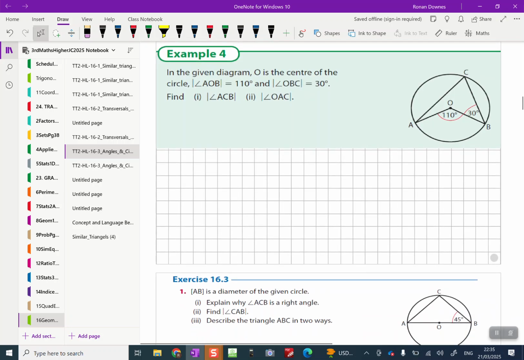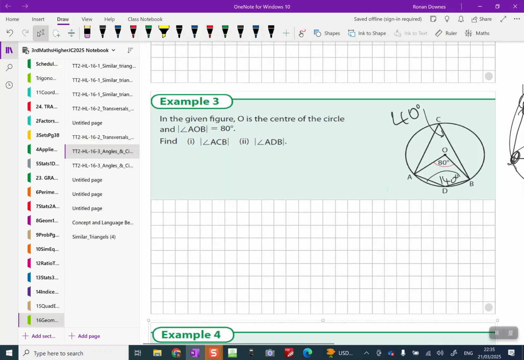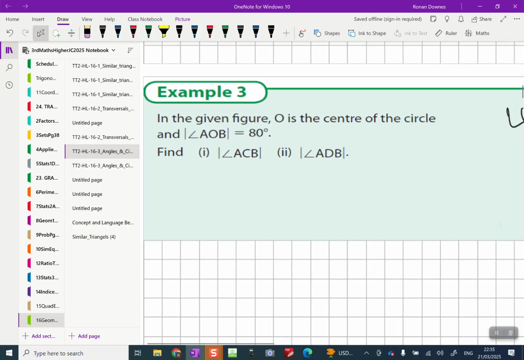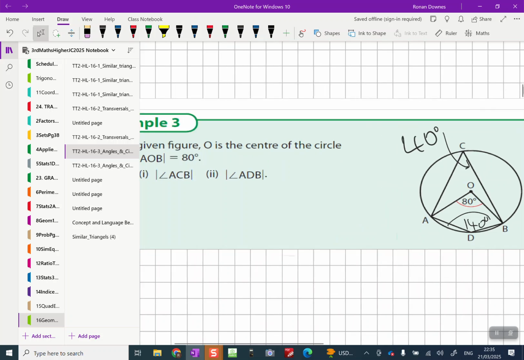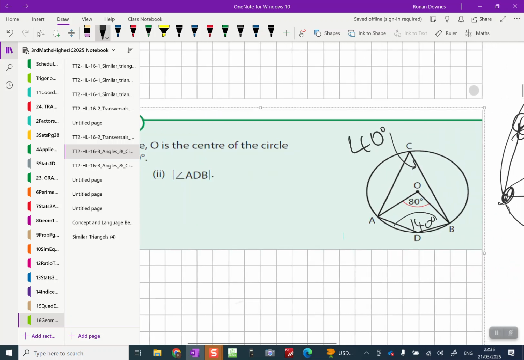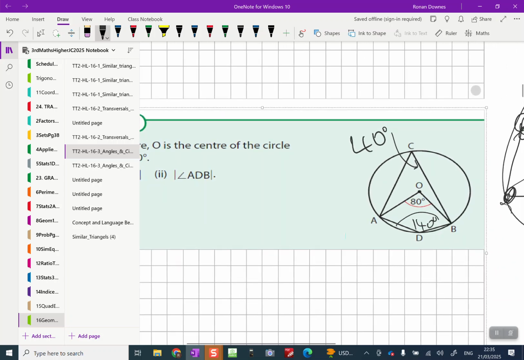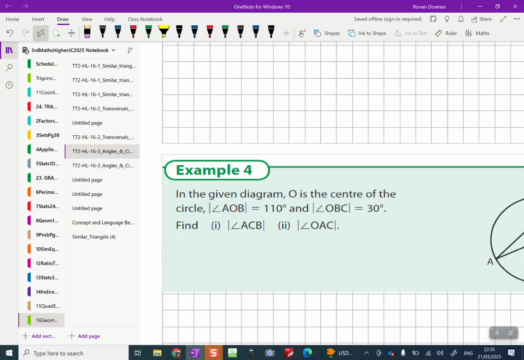What do they want? Oh, there's loads of examples in this one, isn't there? So they want ACB. A to C to B, we've done that already. 40 degrees. And they want ADB, which we've done already, which is 140 degrees. Lovely. Okay, on we go to example 4.